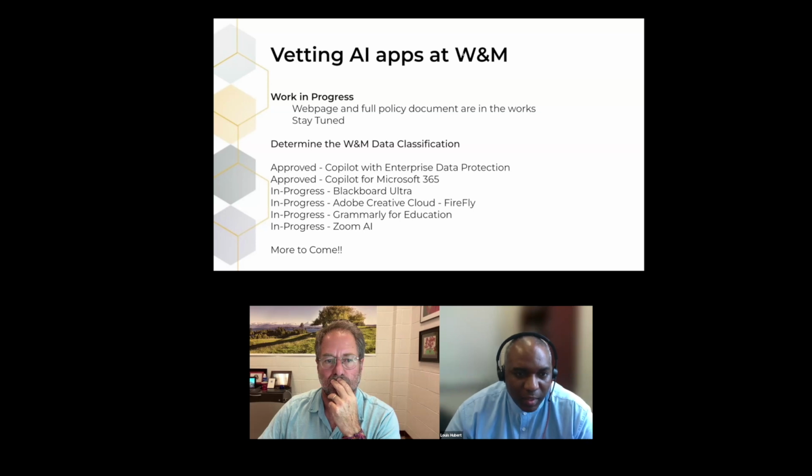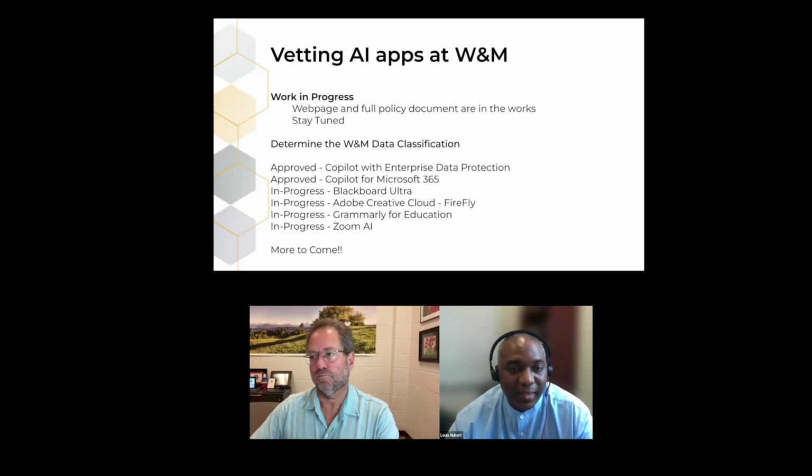A few examples of ones that we are working on and that are in progress. Copilot, which is the web chat version, which I'm going to demonstrate later on today, has been approved. Copilot for Microsoft 365 is another one. That's the version of Copilot that is within the Microsoft applications, like within Excel or within Word or within your email. That's also the version that requires a license and not the free one. So that's the difference between those two.